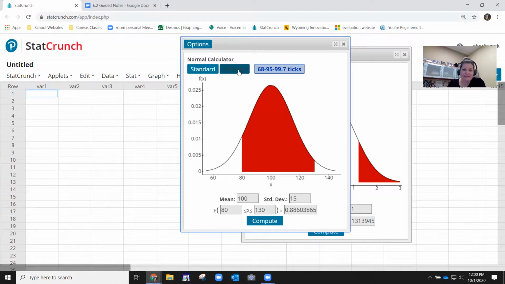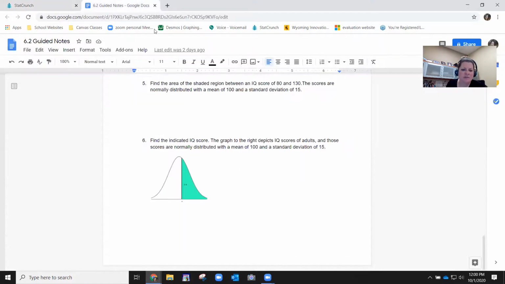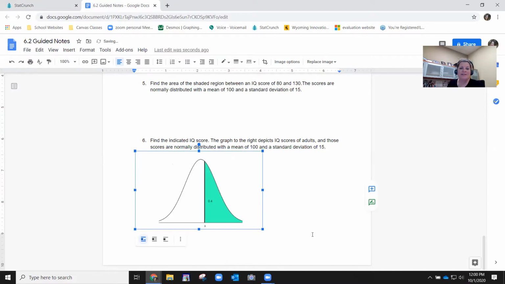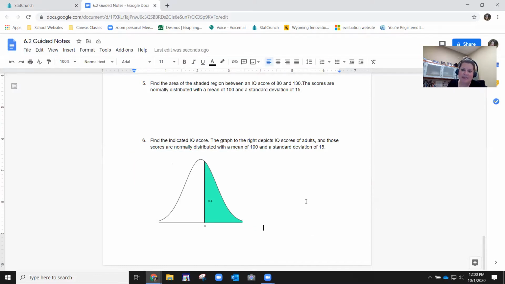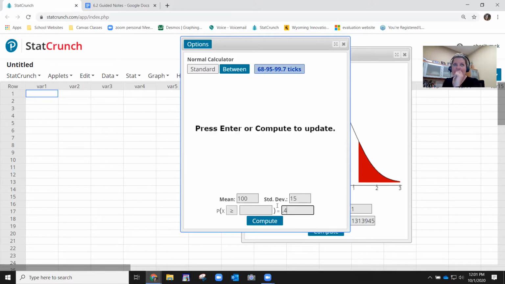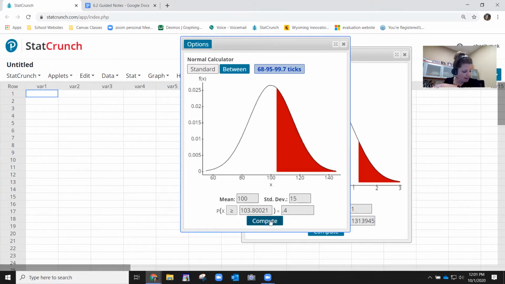The last one says, what's the X value? So let me show you that one. Let me blow this up a little. So find the IQ score of the graph to the right or below, whose scores are normally distributed with the mean of this and this. I am saying the area is 0.4. What was the X value? Area was 0.4. We get out the area or the probability here. So we're going to change this. We need to go back to standard. We need to change this to be 0.4, and we wanted greater, so we should be good. There we go. 103.8.